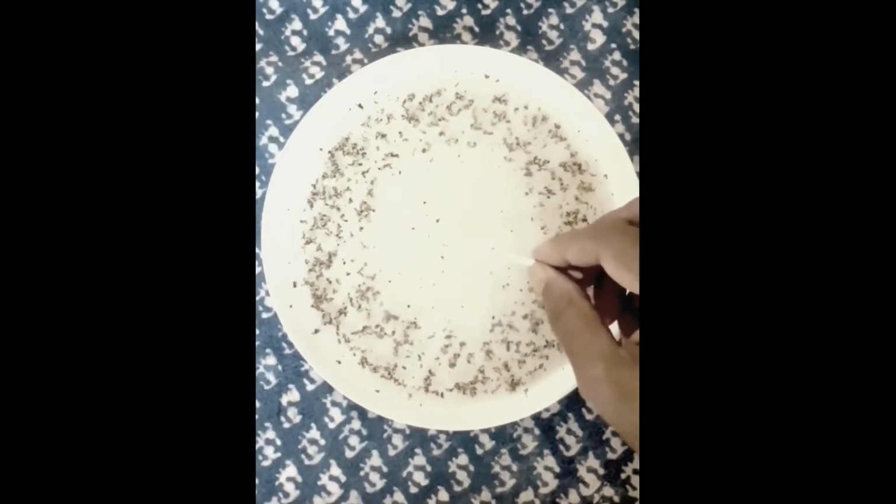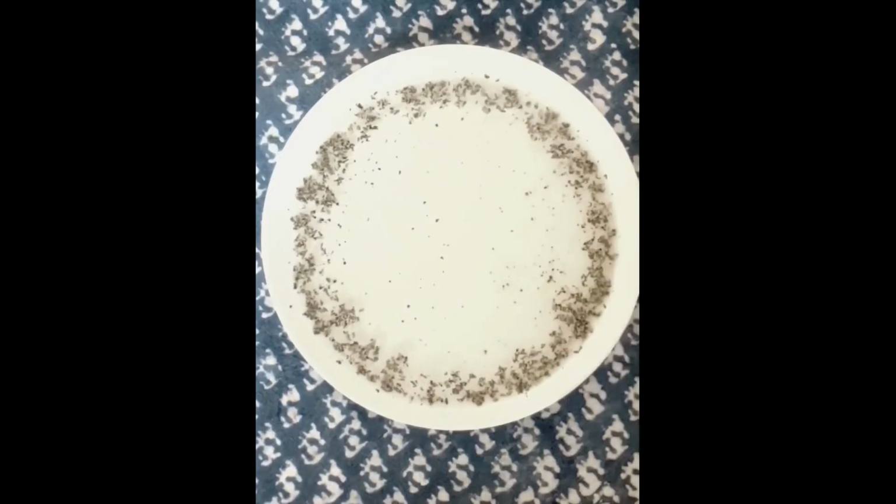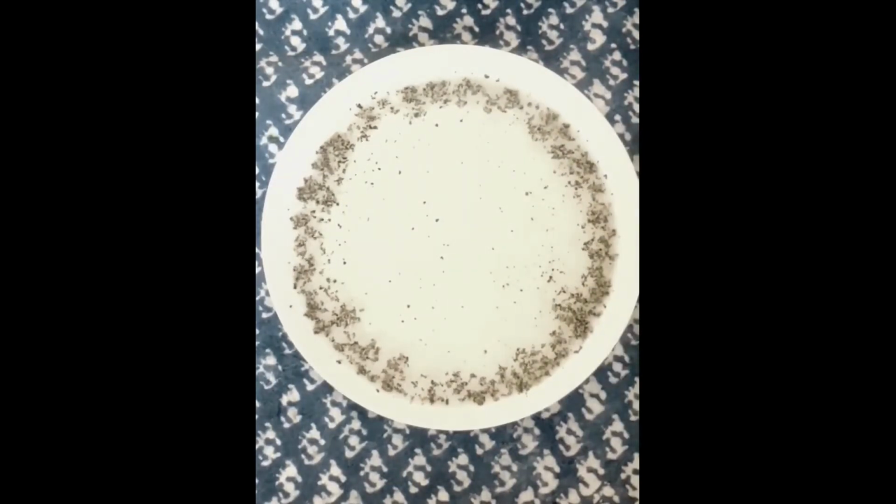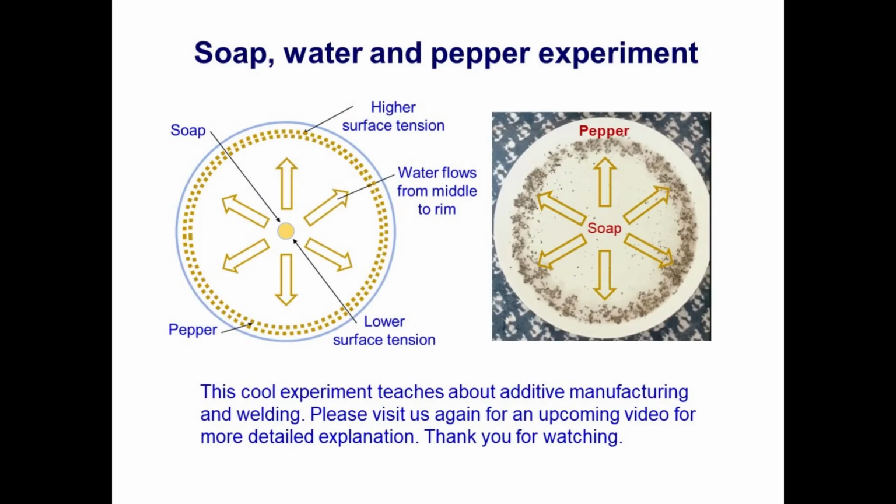See what happens. Why did the paper move away from the middle? All because of the surface tension gradient. Surface tension is a property that indicates how strongly the water molecules are attached to each other. Soap reduces the surface tension of water locally, lower in the middle, and higher near the rim.